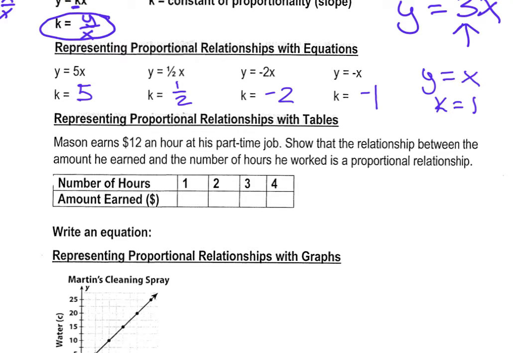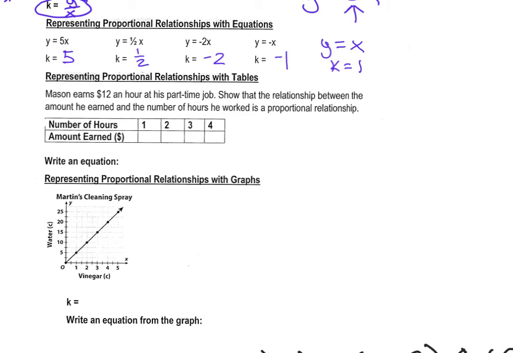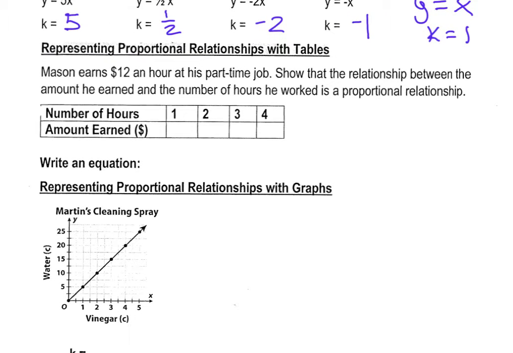Okay, so now we're going to look at it 3 different ways. So we have a table. Mason earns $12 an hour at his part-time job. Show that the relationship between the amount he earned and the number of hours worked is a proportional relationship. Okay? So if 1 hour, how much would he make working 1 hour? 12. How about 2 hours? 24, 36, and 4. 48.